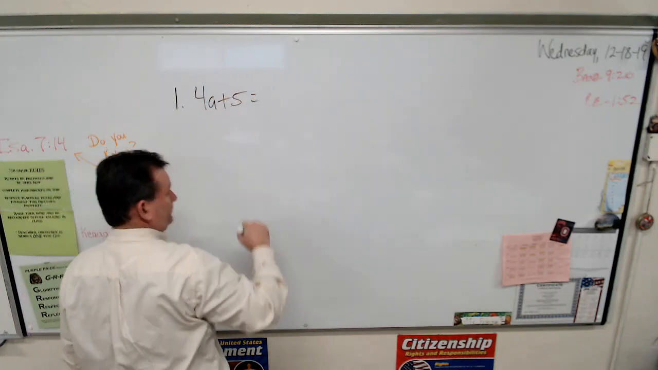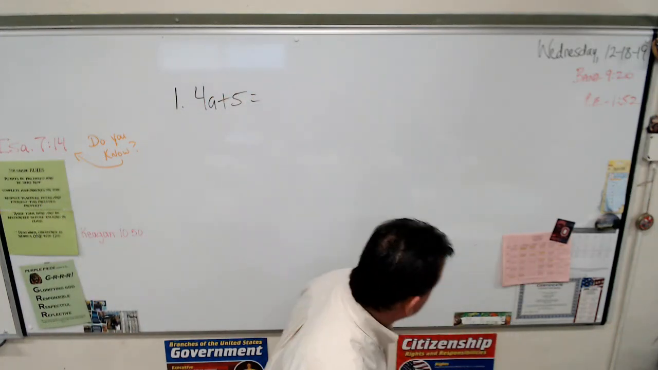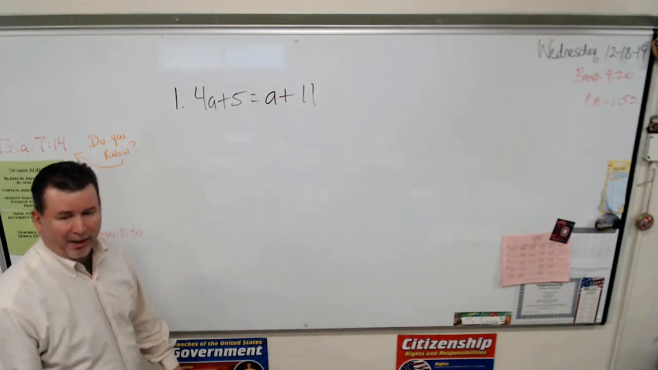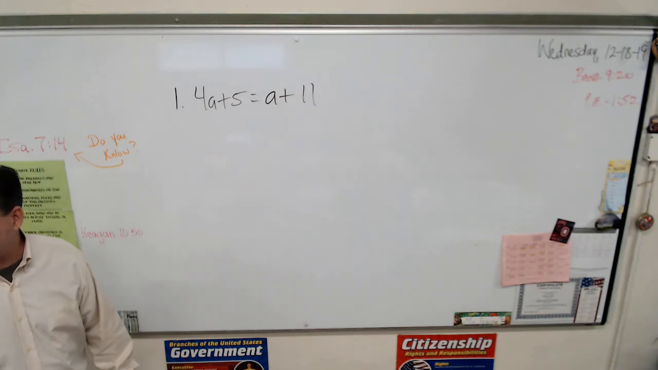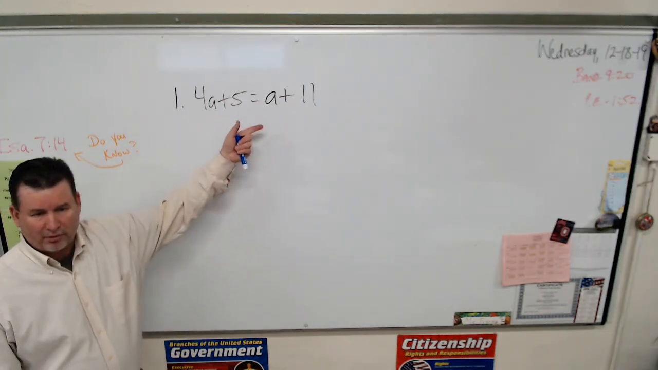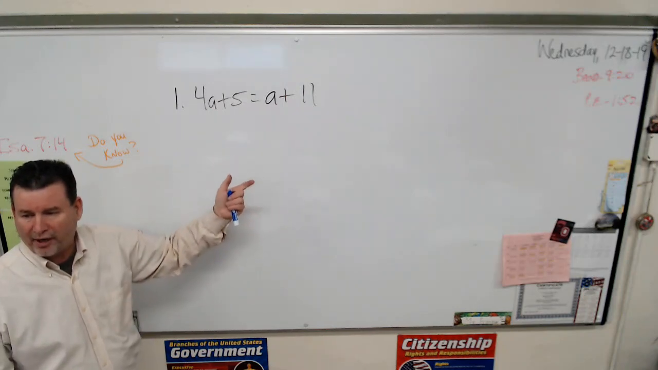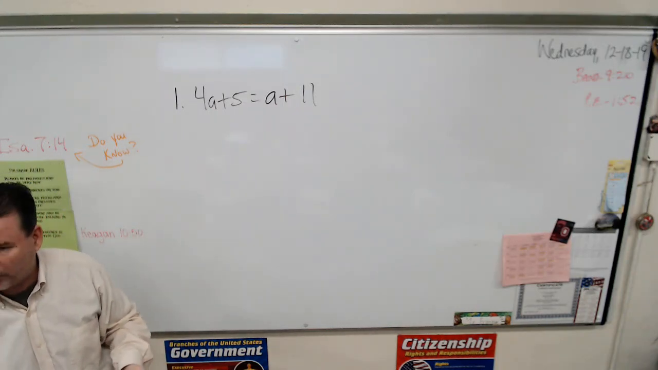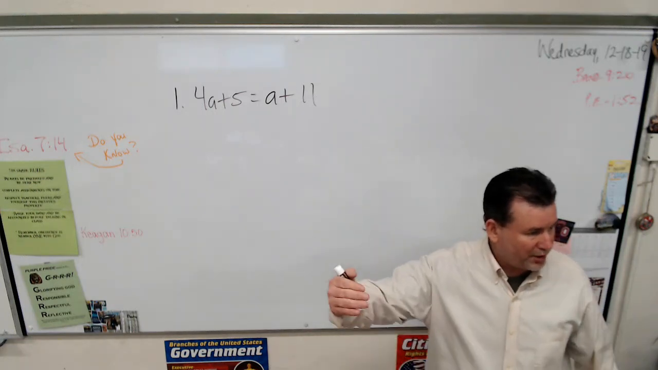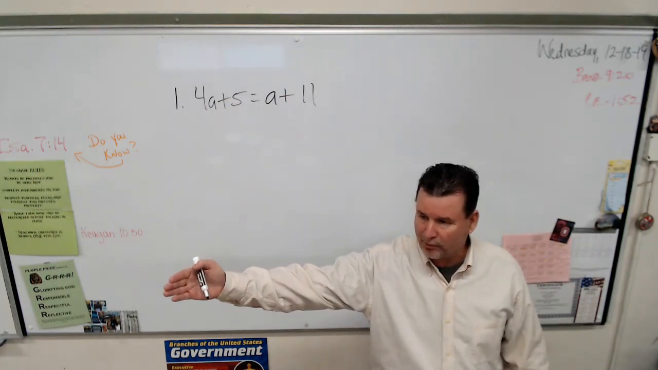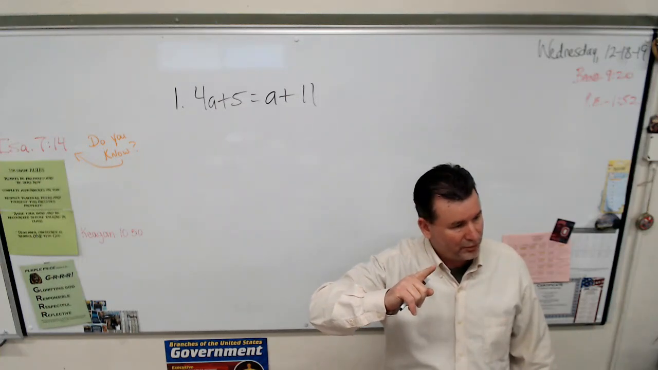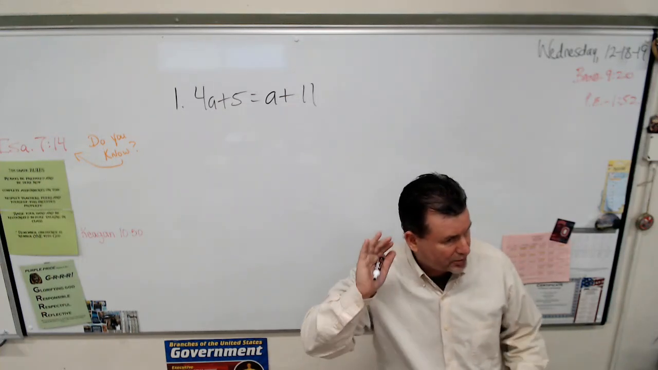equals a plus 11. So the first thing you look at and don't freak out about is all the equations you've done so far, there's been a variable on one side and a constant on the other. Okay, let's keep it simple. What's the two basic principles of algebra? You can add or subtract the same thing from both sides, it'll still be equal. Oh, one more thing. You can only combine what kind of terms?